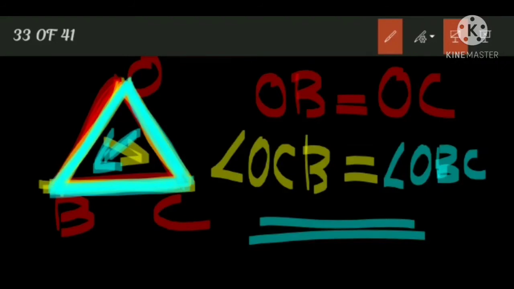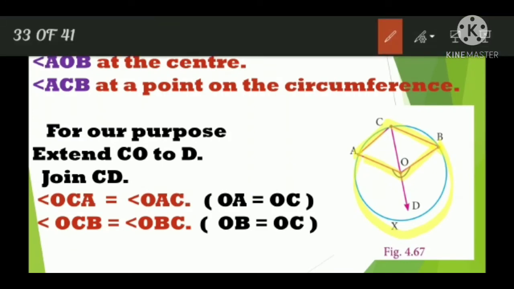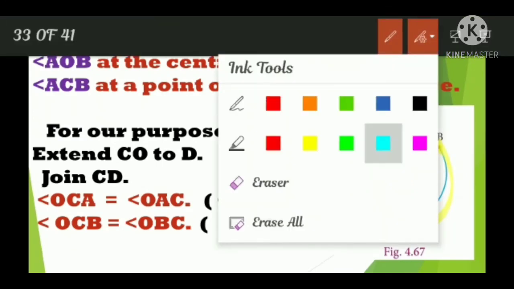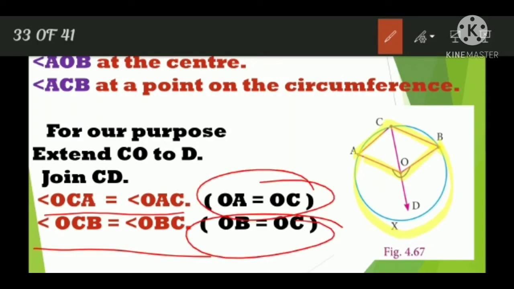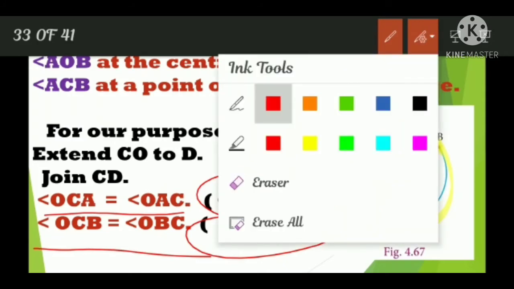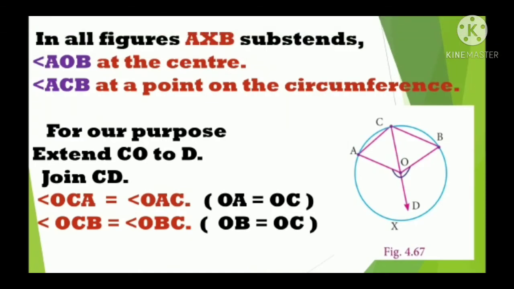Do you understand, guys? So we have two results: OCA equal to OAC and OCB equal to OBC, because of OA equal to OC and OB equal to OC. Now we have these two results in hand.